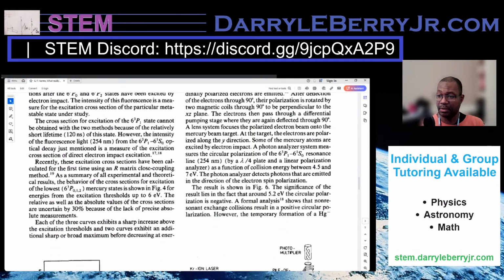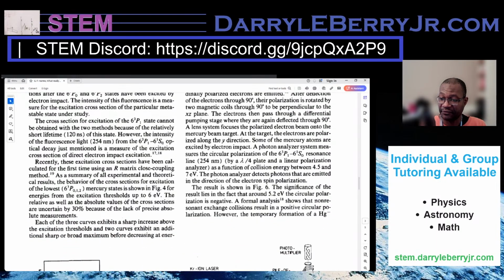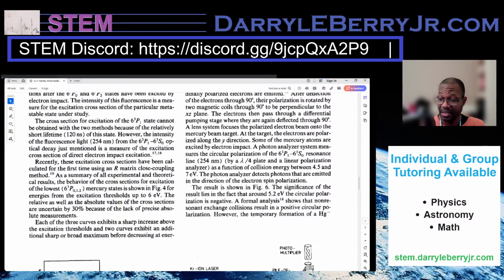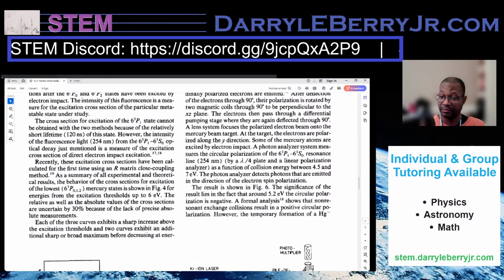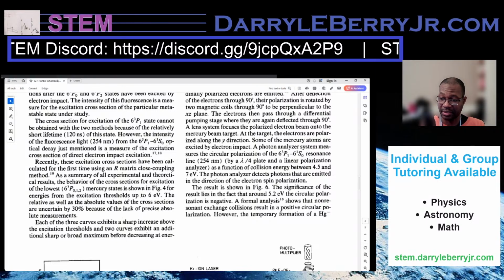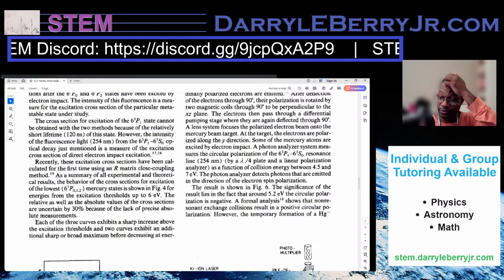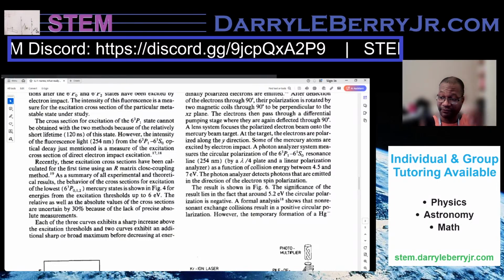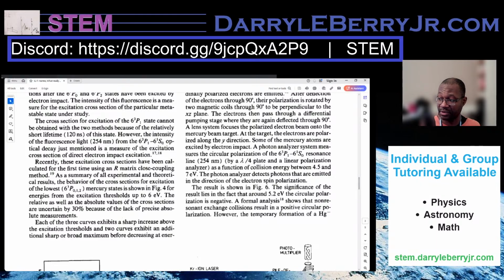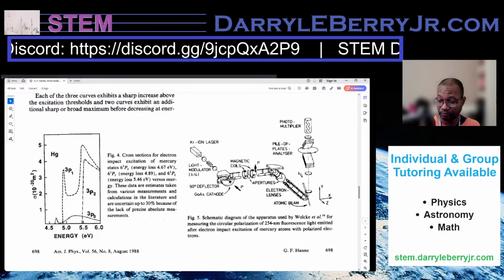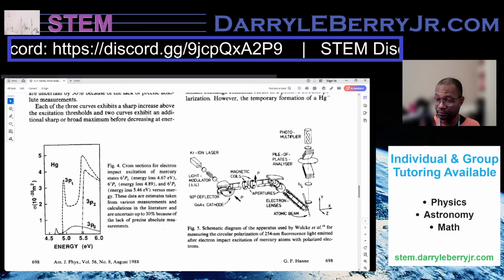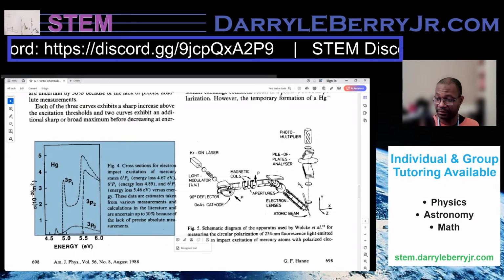Recently, these excitation cross-sections have been calculated for the first time using an R-matrix close-coupling method. As a summary of all experimental and theoretical results, the behavior of the cross-sections for excitation of the lowest 6,3P0,1,2 mercury states is shown in figure 4 for energies from the excitation threshold up to 6 electron volts. So let's look at figure 4. All right, so this is the one on the left right here.